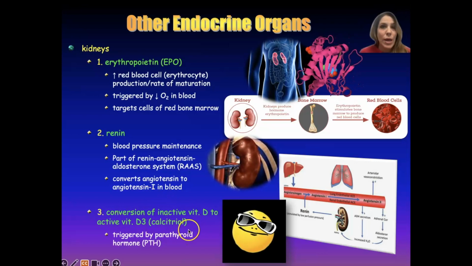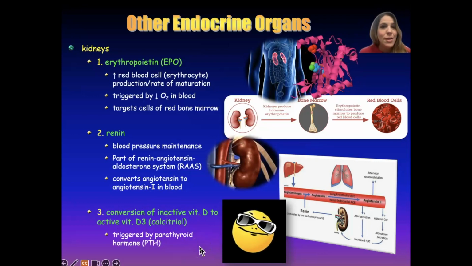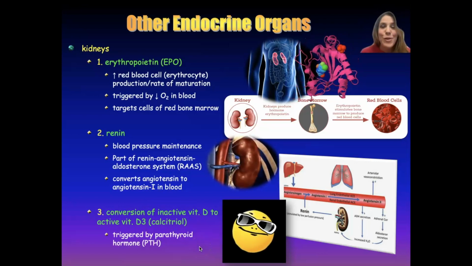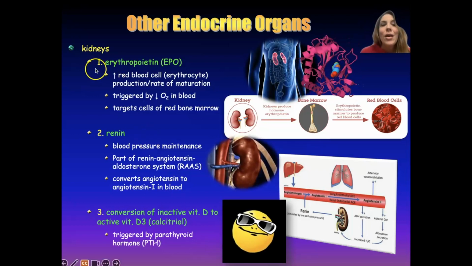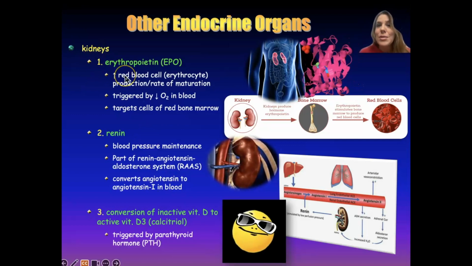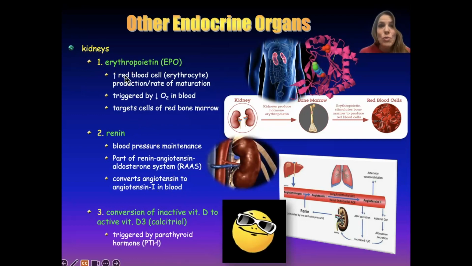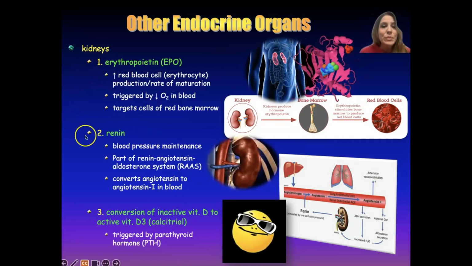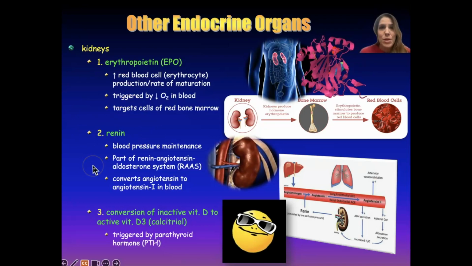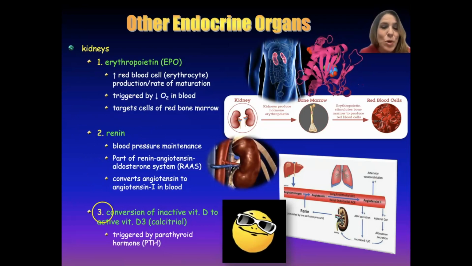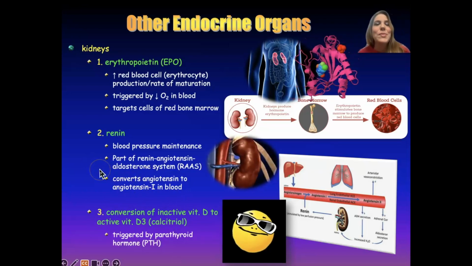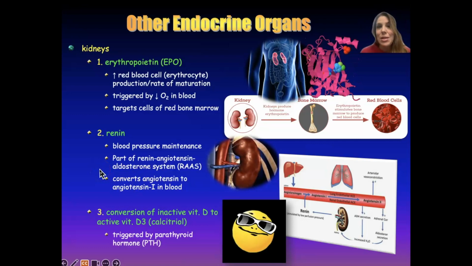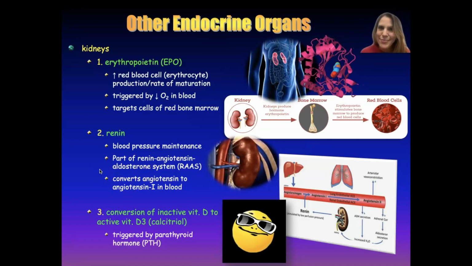So kidneys, in addition to all the other stuff they do with our urine and regulating electrolyte balance, are going to produce erythropoietin to produce and mature red blood cells in the red bone marrow, produce renin to help increase blood pressure, to help maintain blood pressure homeostasis, and do the converting of inactive vitamin D to the active vitamin D3 or calcitriol.